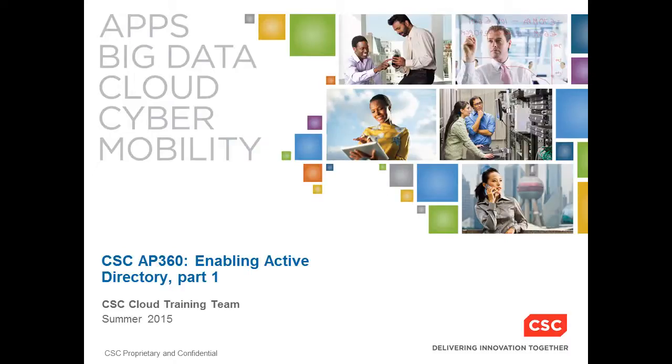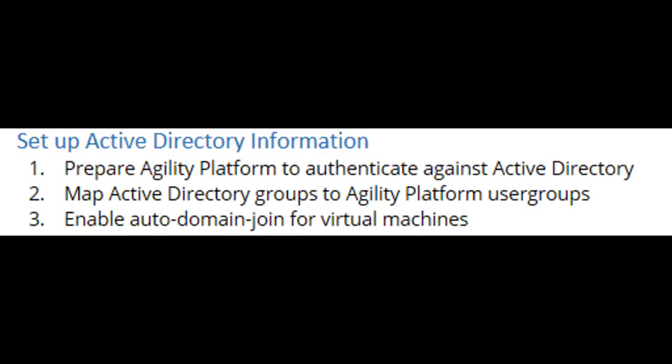This is the module for enabling Active Directory in Agility Platform. Today we'll be talking about how to enable Agility Platform to authenticate users against Active Directory instead of just its own database. It's a three-step process for full Active Directory integration.